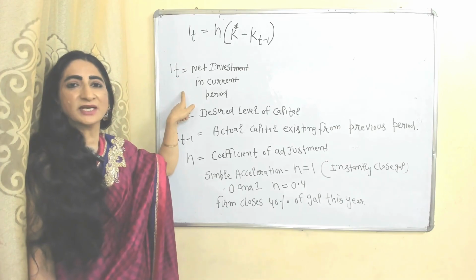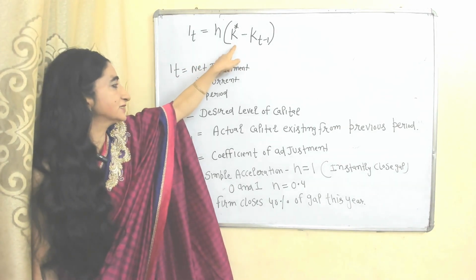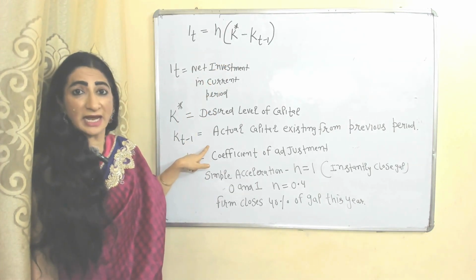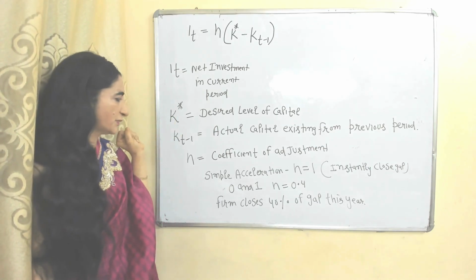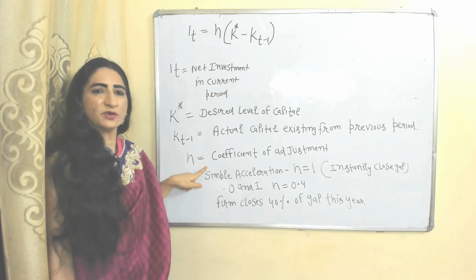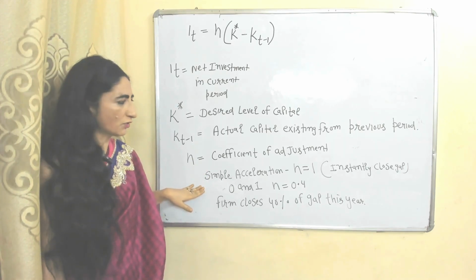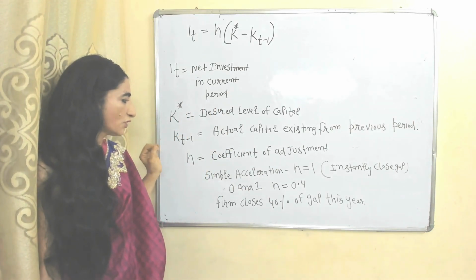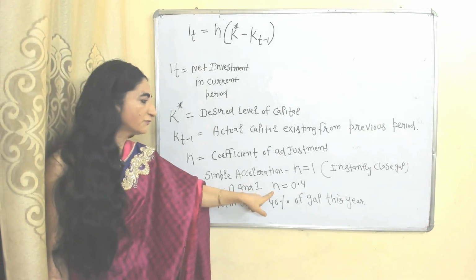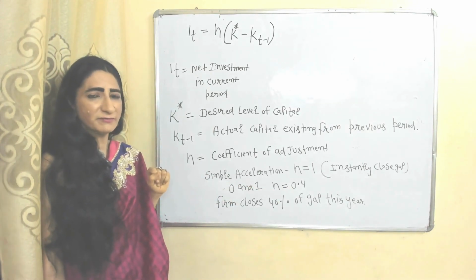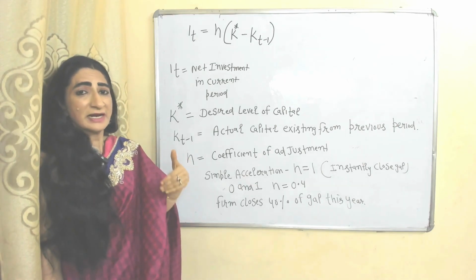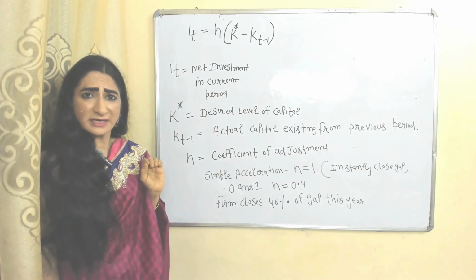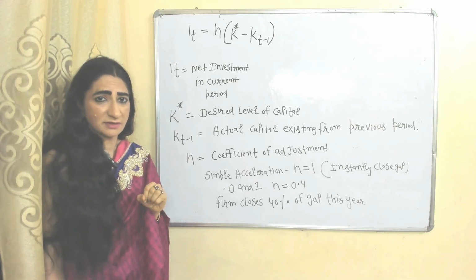I_t represents net investment in the current period. K star represents the desired level of capital stock. K_{t-1} represents actual capital existing from the previous period. Lambda represents the coefficient of adjustment. In the simple accelerator model, lambda is equal to 1, that means the firm will instantly invest. But in this model, lambda lies between 0 and 1. If lambda is 0.4, that means the firm will close the gap between actual and desired investment by about 40%, and the remaining gap it will close next year because capital investment needs some time.